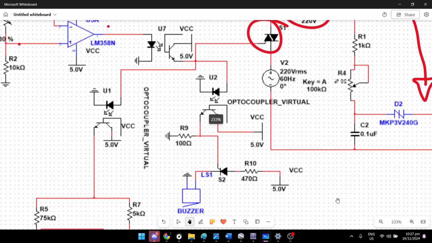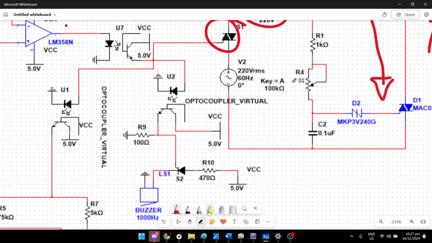Next, here we have a simple buzzer. Connected to the output of this optocoupler is another optocoupler connected to an SCR latch buzzer.